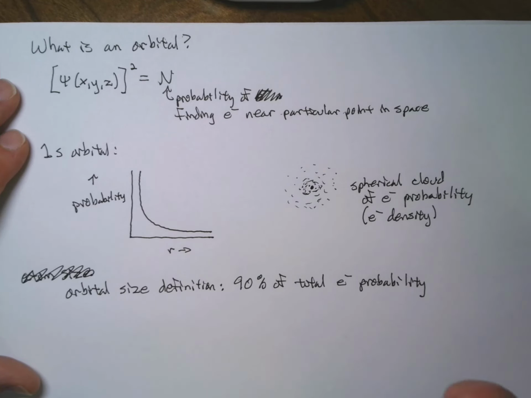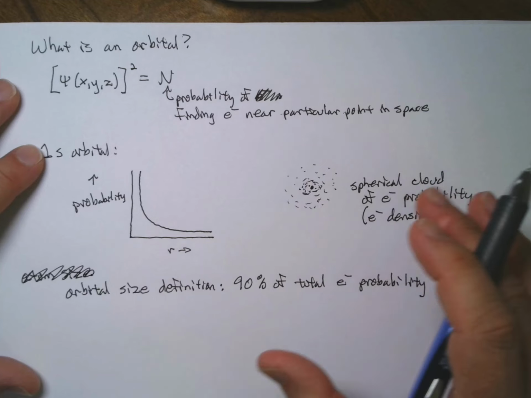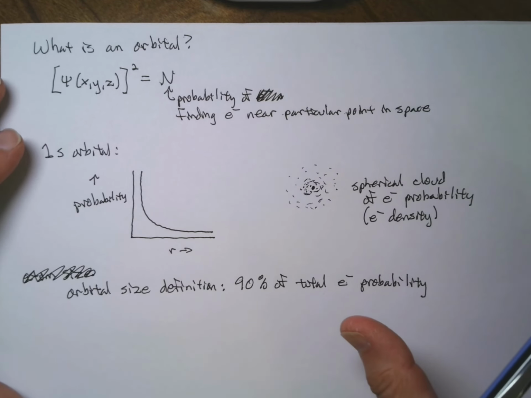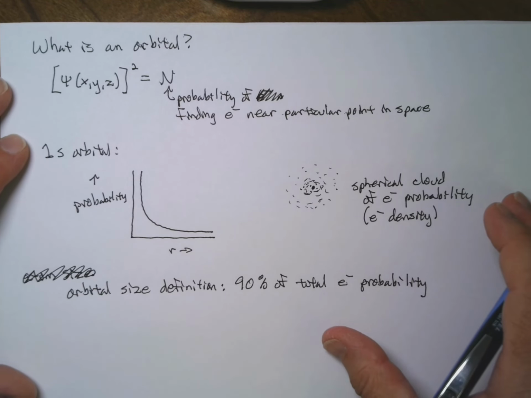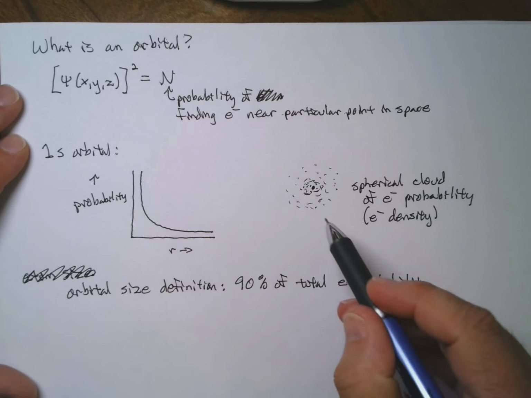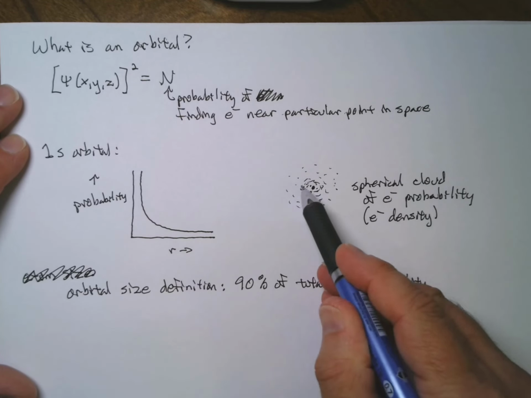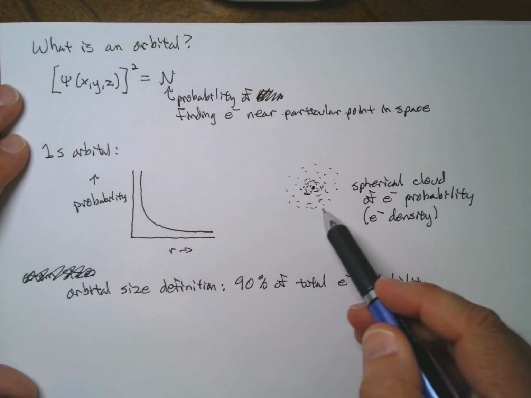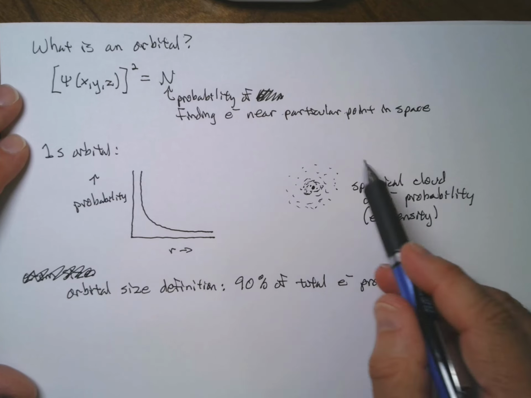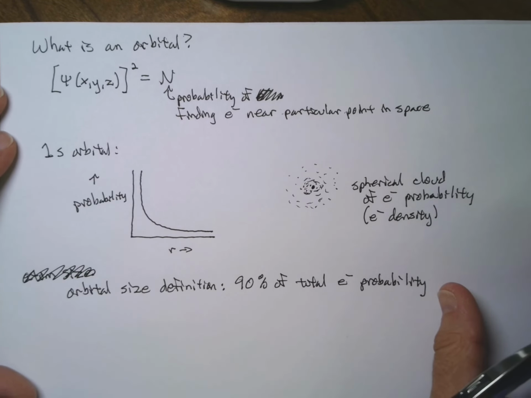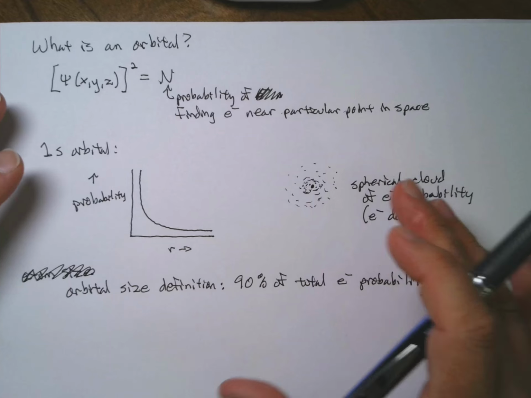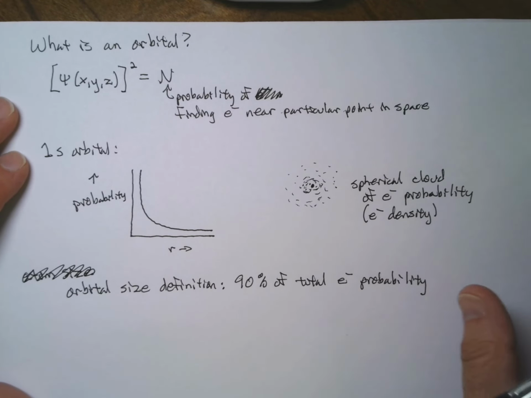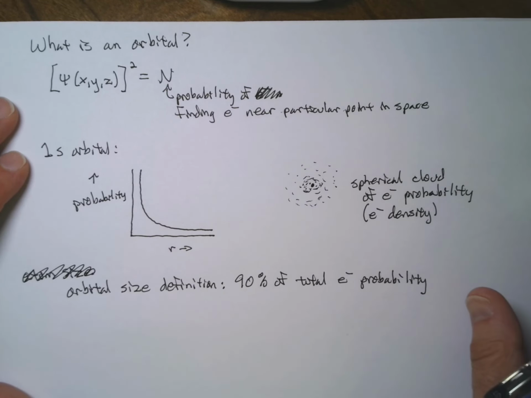So we can think of these orbitals as sort of two different things. One is the probability of finding an electron at any given point in time. And the other is where we have a 90% chance of finding the electron. That gives us our overall size. So an electron in an orbital is really a cloud of probability indicated by the orbital map.